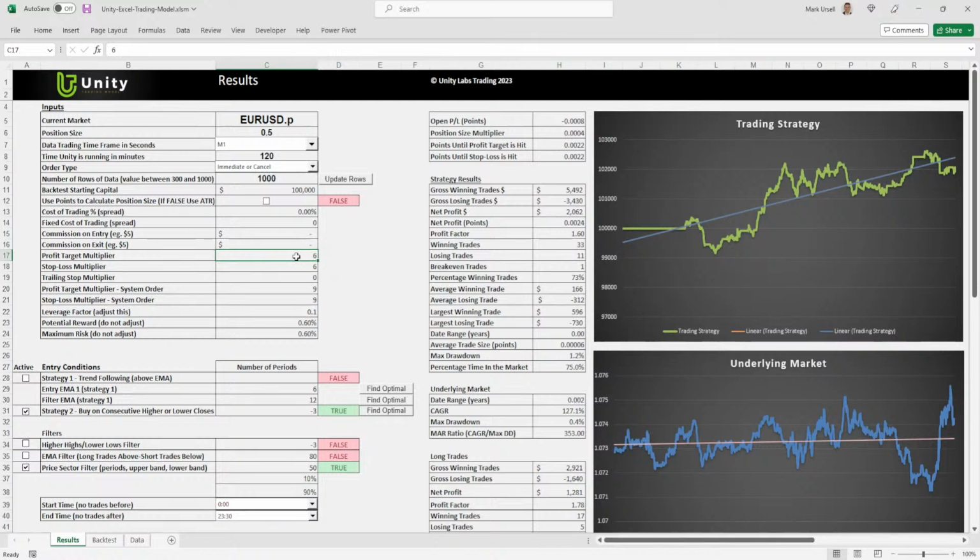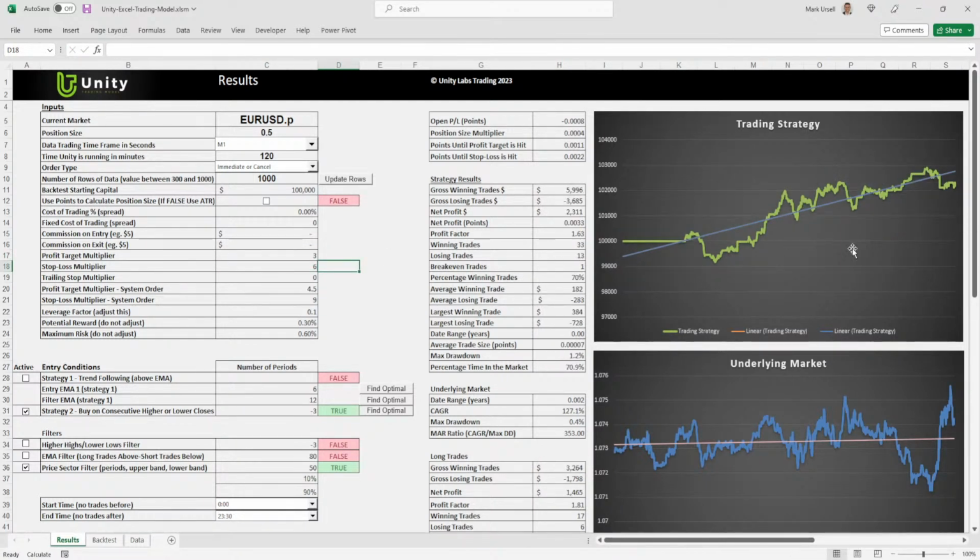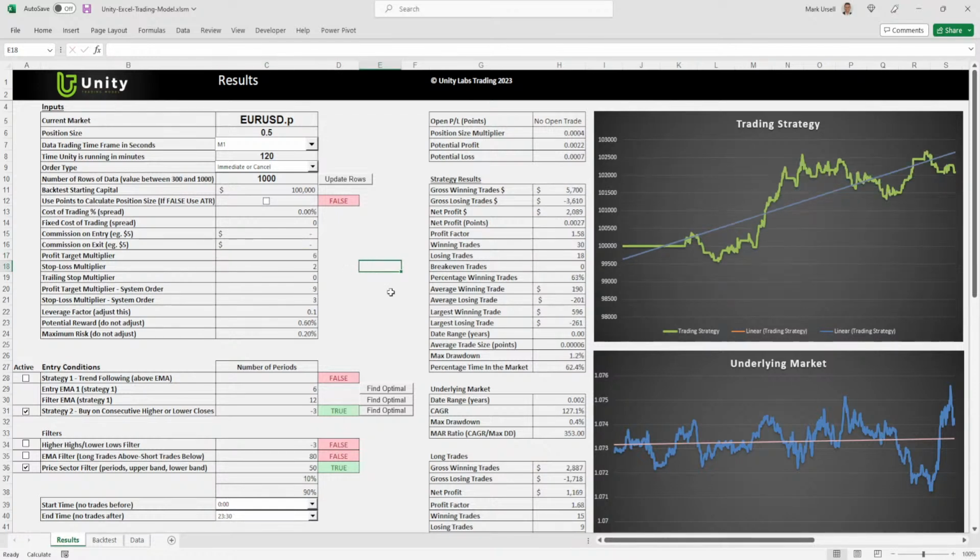If you want to try different profit targets, it's just a click of a button, and you can see over here the results update in real time. If you want to try a tighter stop loss combined with a larger profit target, you can see immediately how it's affecting your results.